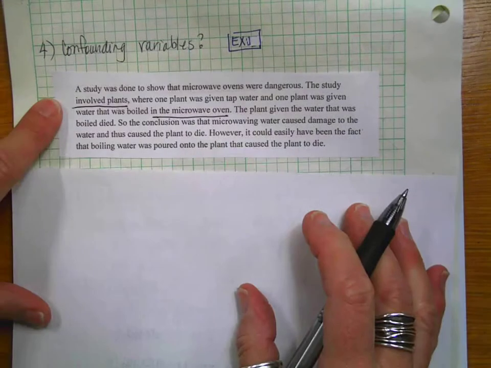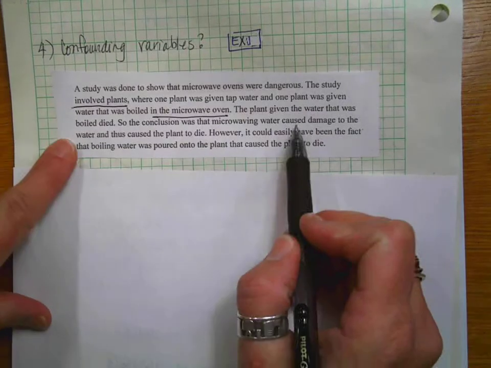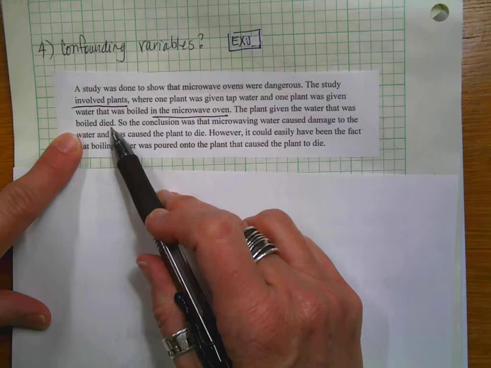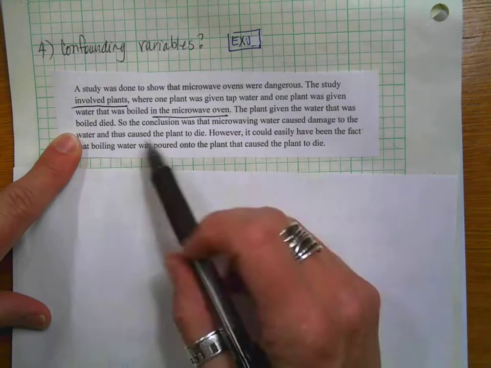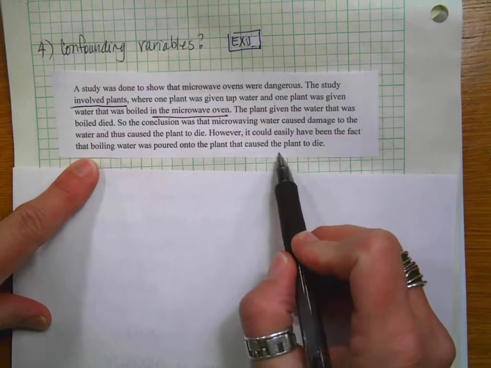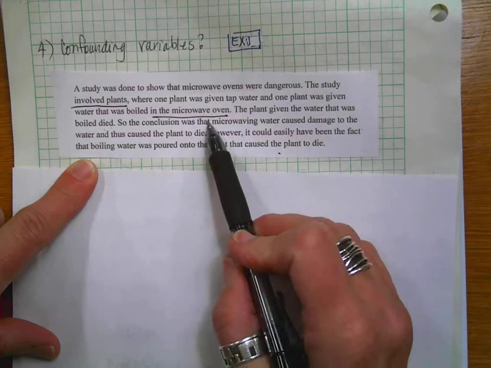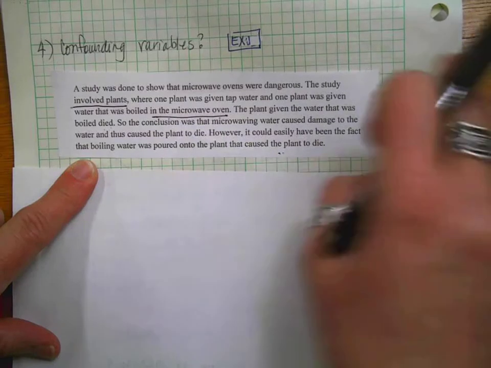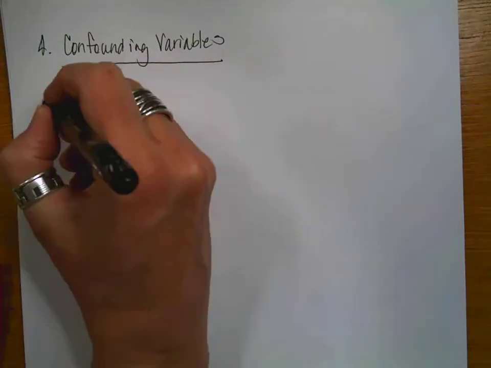At least to me, it seems like the parameters of the study are a little bit entertaining. The plant that was given water that was boiled died. So the conclusion would be that the microwave caused damage to the plant. But really, the reason that the plants probably died is that they poured boiling water on the plant. If you know anything at all about plants, they don't like boiling water. So it really didn't show that the microwave oven was dangerous. It just showed that plants don't like boiling water. That's what we mean when we talk about confounding variables.